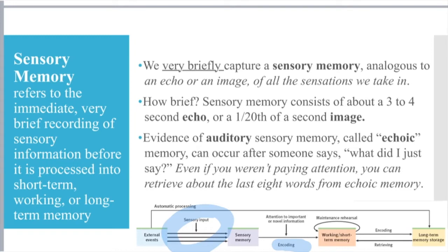And really, these sensory memories are very brief. They consist of about a 3 to 4 second echo or a 1/20th of a second image. Like I'm looking outside my window, I'm seeing all my new sod and some trees. That image lasts in my memory for about 1/20th of a second, but since I'm continuously looking everywhere, that doesn't really matter.